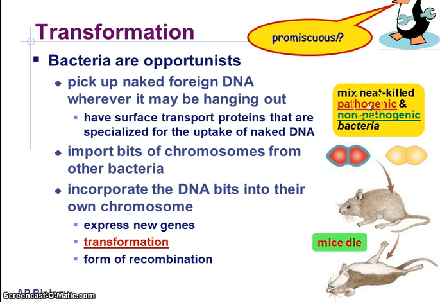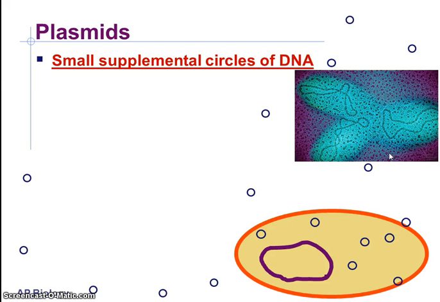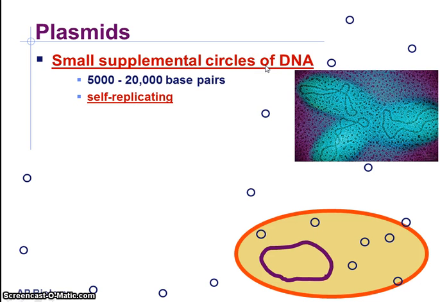So plasmids are the small pools of DNA, which have 5,000 to 20,000 base pairs. They are self-replicating. They can carry genes. So these are all little plasmids. That's the circular chromosome.